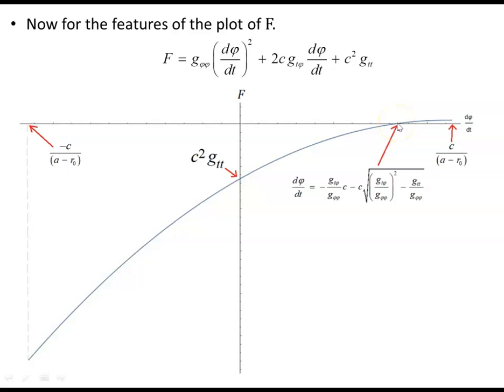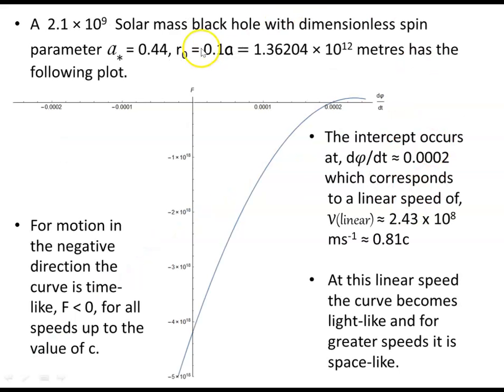There appears to be a limitation on how fast, or the rate at which, we can travel into the future. There appears to be. This here, for the example I'm about to give, is about 0.81 c. So let's have a look at what that means. Let's take a 2.1 billion solar mass black hole with dimensionless spin parameter 0.44, and inside the ring singularity, we're going to be about 0.1 of A, 1/10 of the distance A, from the ring singularity itself. So that's about that distance here.